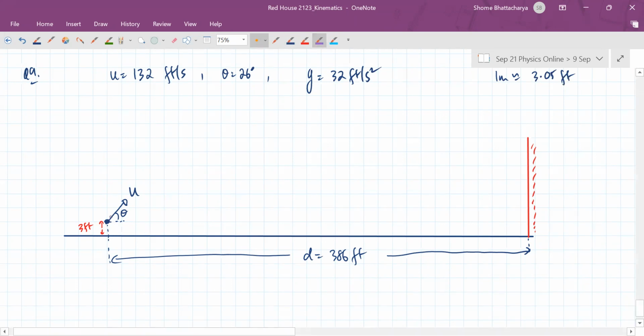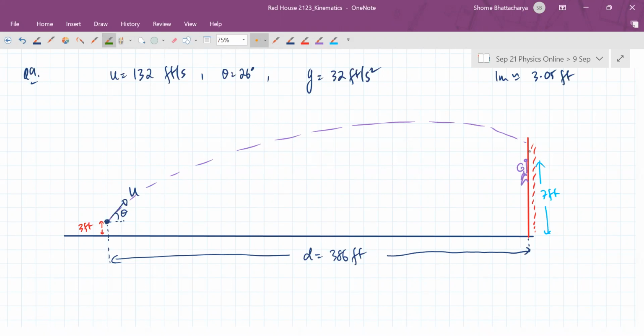So what happens is that this ball, let's say somewhere over here, and the fielder at the boundary jumps such that when he's jumping, his hand is at a height of 7 feet above the ground. So he still misses the ball by a certain distance. He misses the ball by this distance, let's say h.